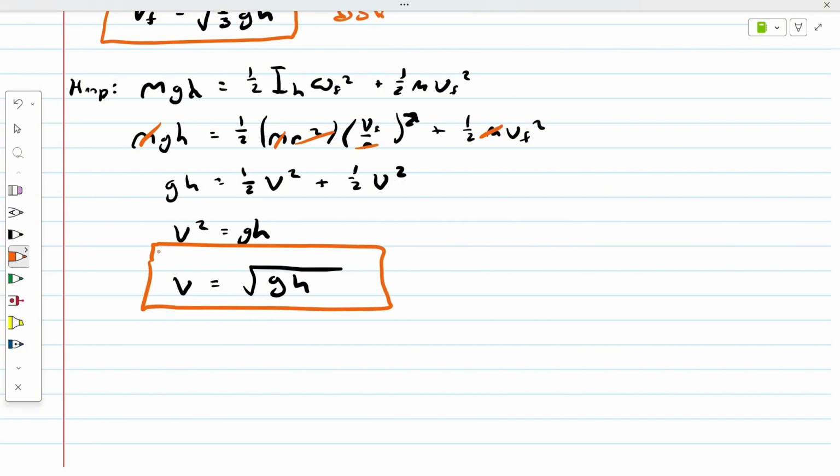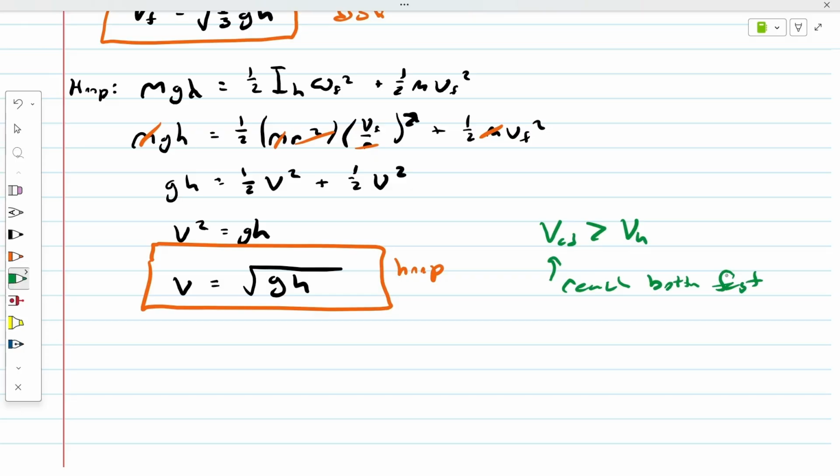And so now we can see that this is for the hoop. The hoop is going to have less velocity when it reaches the bottom, which means it's going to reach the bottom slower because it has less velocity. So the final velocity of the disk, we'll say cylindrical disk, is greater than the velocity of the hoop, which means this one's going to reach the bottom faster.